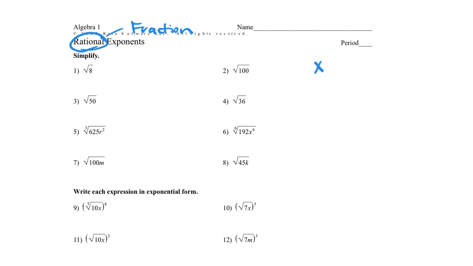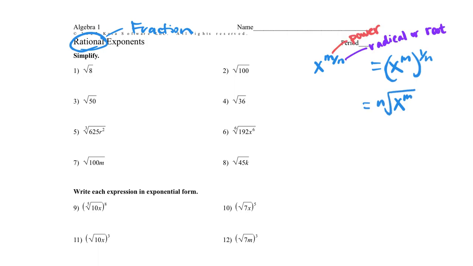So the property is if I have x to the m over n power, that is going to be the top part. X to the m is just a regular power, and that can be thought of as to the 1/nth power, which is the same thing as saying the nth root of that. So the top part is always your power, just like normal, and the bottom part is your radical or your root.